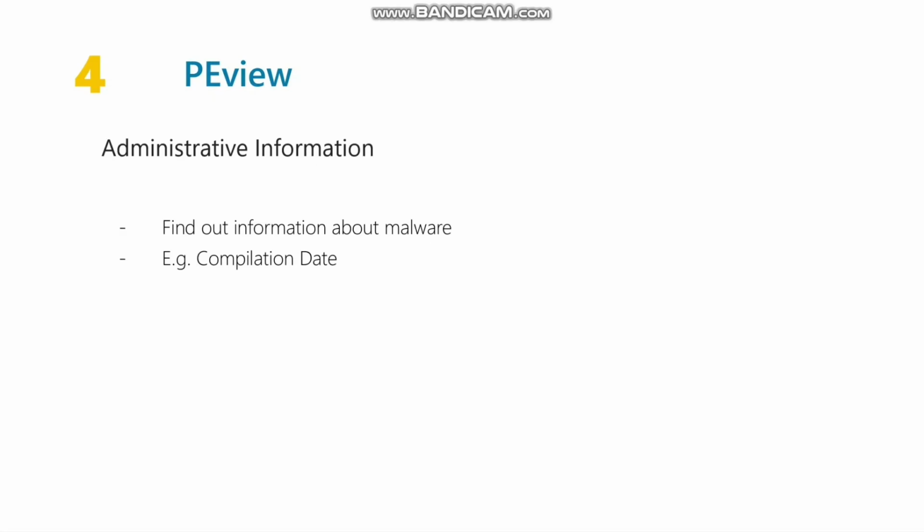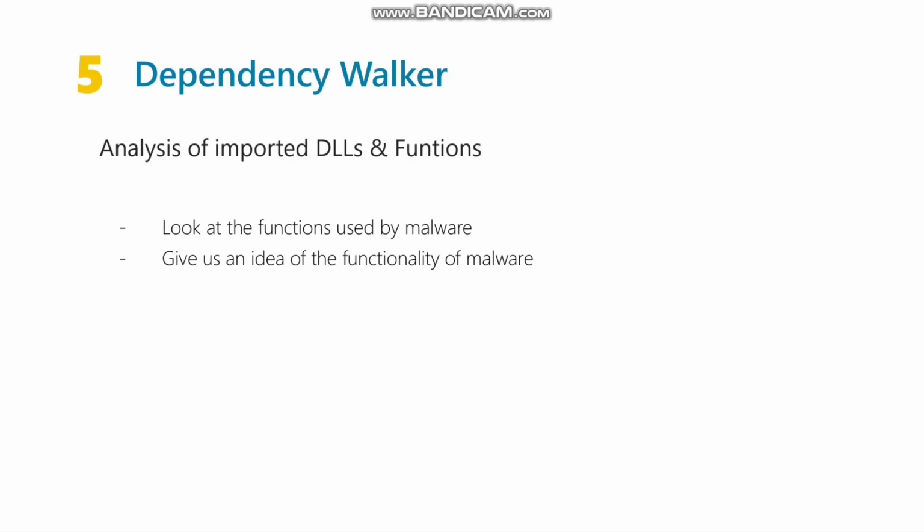So moving on, the fourth tool that I'll be using is called PEView to view some administrative information about the malware, things like its compilation date, which you will see later on. And the fifth tool that I'll be using is called Dependency Walker, which basically shows us the imported dynamically linked libraries known as DLLs and its imported functions. So by looking at all that, it can give us an idea of the functionality of the malware, like what it does.